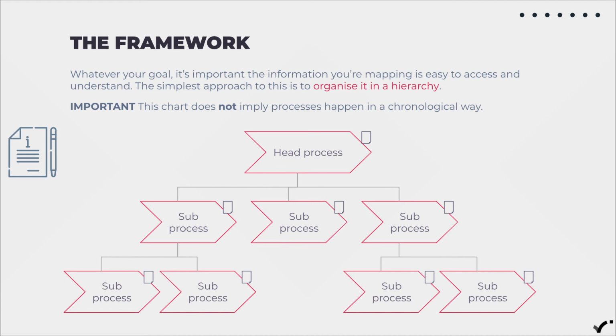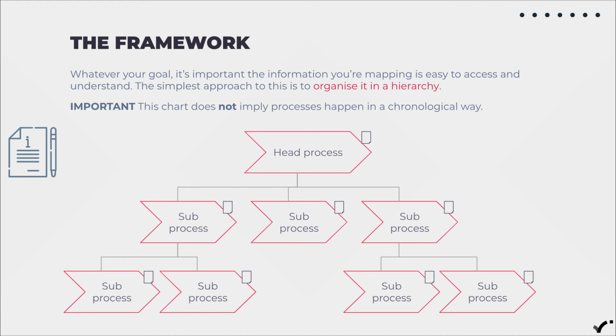The important thing is that you will see these processes side by side, but it doesn't mean that they happen in a chronological way, and you may have different processes at different levels. So you may have the head process, which is, say, the sales process, and then under the sales process you will have lead to quote, quote to order, and order to invoice. And then under order to invoice, you may want to have order fulfillment, invoice generation, invoice payment collection, etc. Payment collection, you can argue that it's a sales process, but nonetheless, it's part of breaking up your work into different hierarchies.